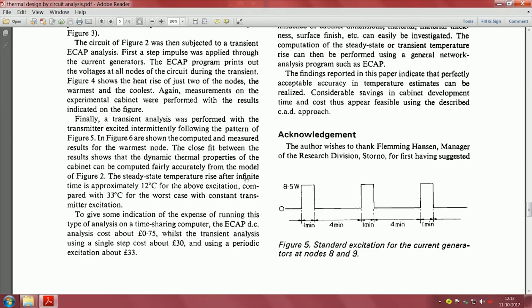So, the steady state temperature rise after infinite time is approximately 12 degrees centigrade for the above excitation, compared with 33 for the worst case with the constant transmitter. I have seen that this factor is so much, 3 times.